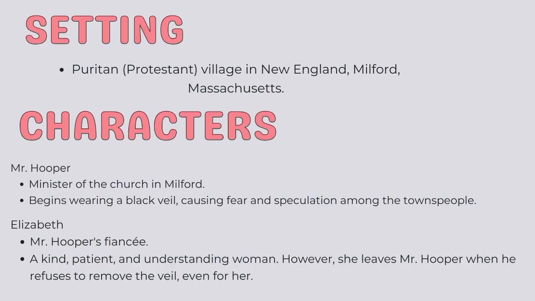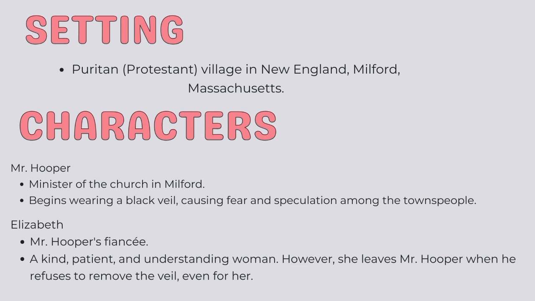Okay, now, after knowing the author and his life, let's go on to the setting and the characters of the story. The story is set in a village of England. Then we have five major characters. First is Mr. Hooper, the central character of the story. He is the minister of the church in Milford. He begins wearing a black veil, causing fear and speculation among townspeople.